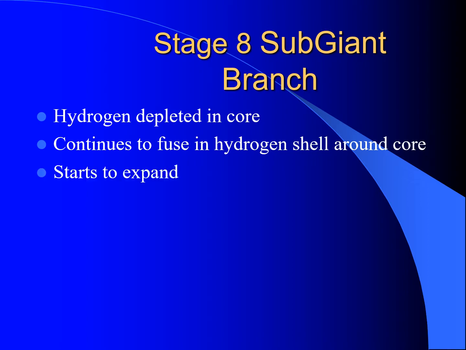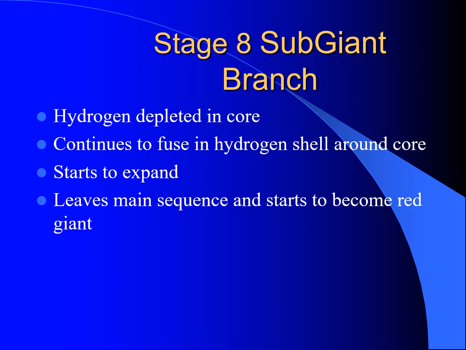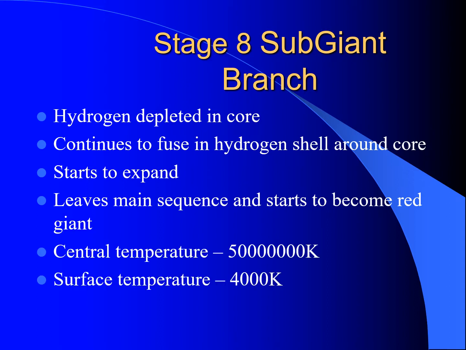This will cause an increase in the temperature in the layers around the core, which will increase the pressure. In order for the star to stay in hydrostatic equilibrium, it's going to have to expand to overcome the increase in pressure. As it expands, it's going to become more luminous, but it's also going to be cooler. The surface temperature is going to drop at this point to about 4,000 Kelvin from the 5,000 to 6,000 Kelvin that we have originally. Okay, at this point it becomes a red giant, and we call this, again, stage 8, the subgiant branch.